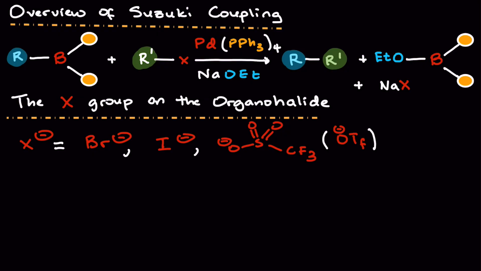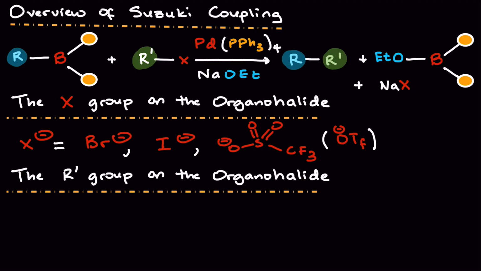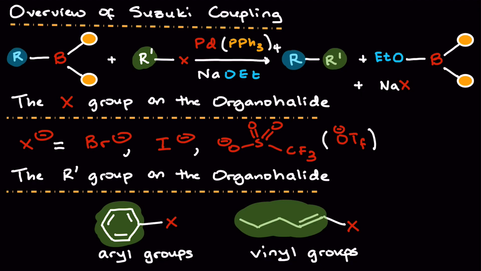because of all those resonance forms that you can draw in addition to the induction from the CF3 group. Now for the R group on the organohalide, so that's R prime, we are limited to aryl groups, just like your R group that could be on your boron, and vinyl groups. But those are the only two, so we can't use alkyl groups or allylic groups on the organohalide.